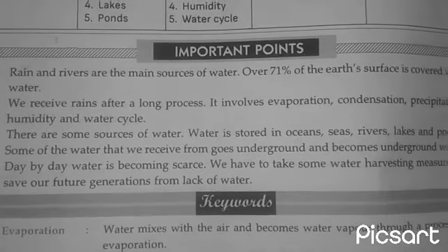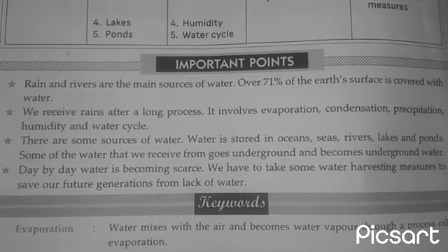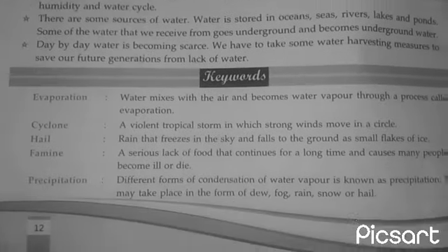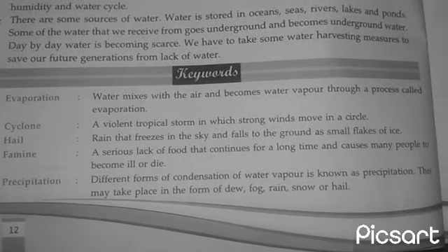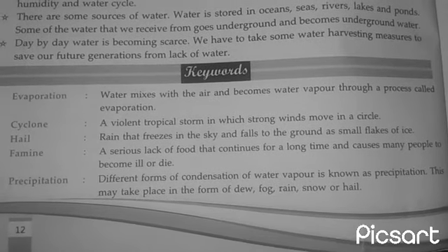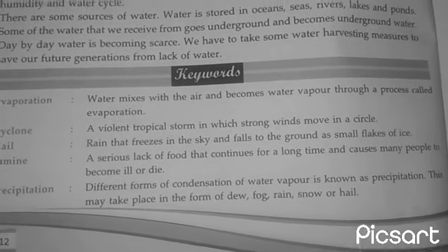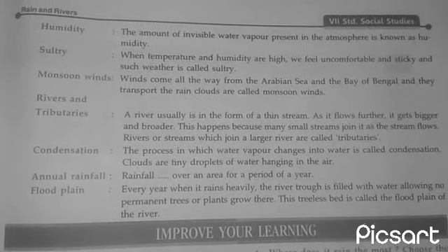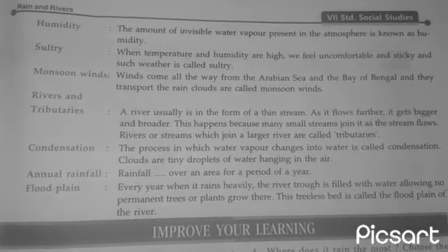So here are our important points. Let's go to keywords. These are all the keywords: evaporation, cyclone, hail, precipitation, and some of them are here. So let's move to question answers now.